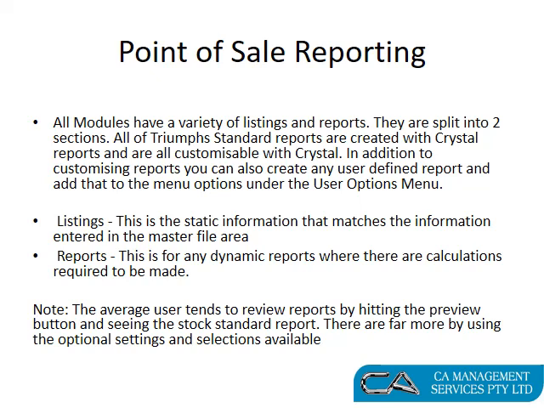So when you're having a look at the point of sale reporting, Triumph's got fairly simple point of sale reporting, but it's consistent with all of their other modules that you have two areas, one for your listings, which gives you any static information, and then you've got the reports, which is any dynamic information that's been calculated or taken over from reports. You'll see there that a note that lots of people tend to come in and look at reports in any of the modules and always just hit the preview button and don't really actually look at some of the options and features.